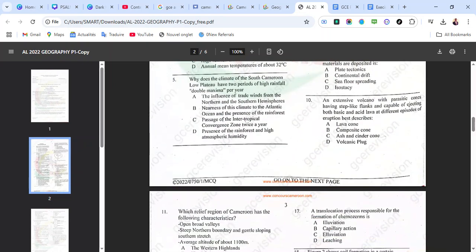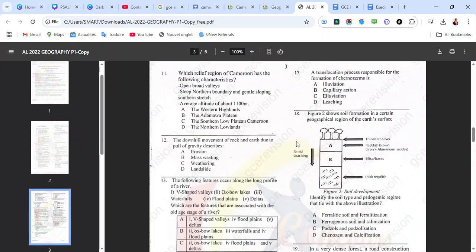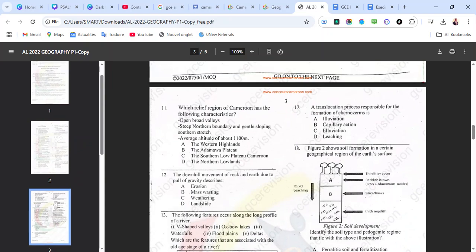Question 10. An extensive volcano with parasitic cones, having step-like flanks and capable of ejecting both basic and acid lava at different episodes of eruption. Best describes. Correct answer is B, composite cone. Which relief region of Cameroon has the following characteristics? Question 11 answer is A, the Western Highlands.